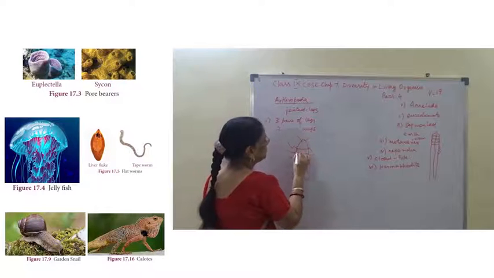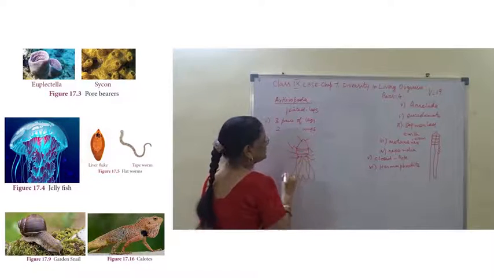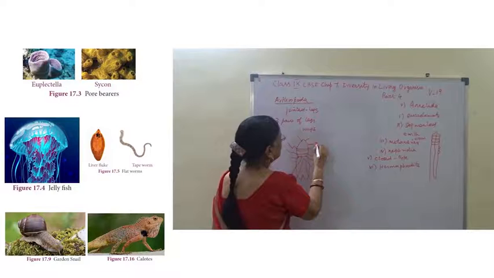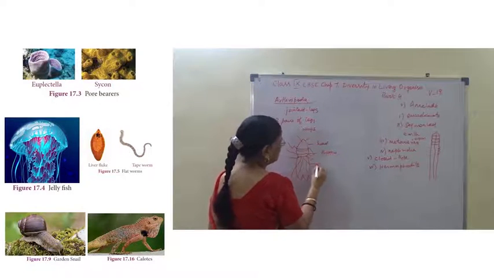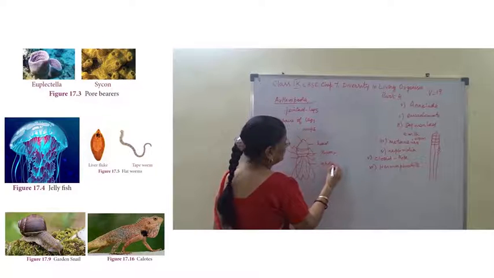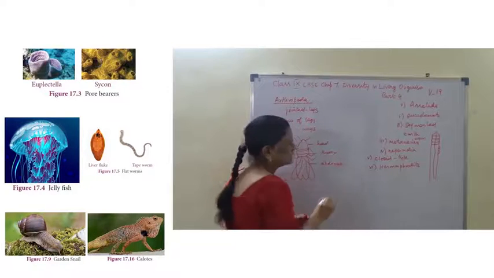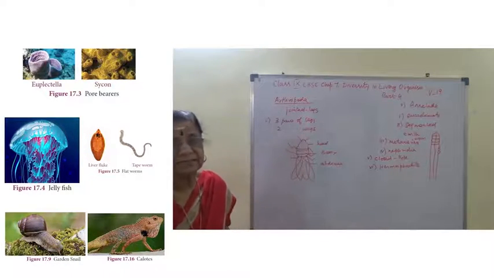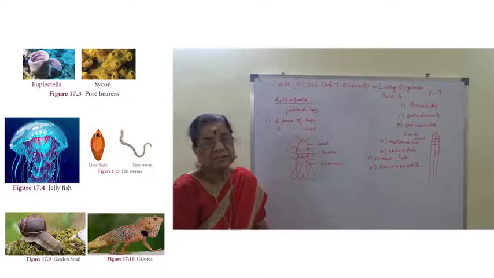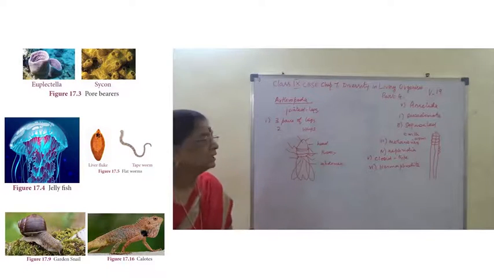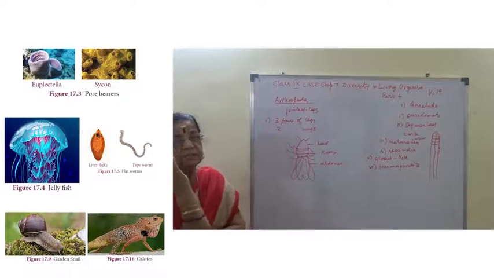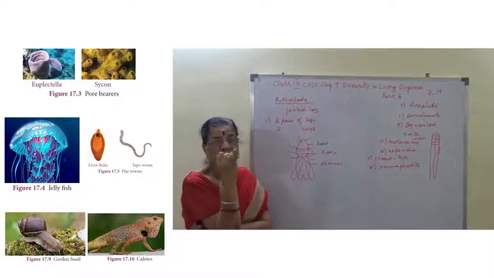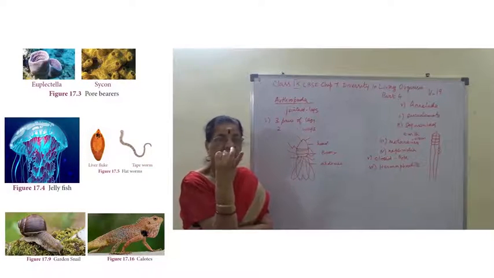Here this is prothorax, mesothorax, metathorax. So here is the head portion, this is thorax and this is abdomen. The body is divided into three regions. It has an outer exoskeleton, where the thoracic region is divided into three segments: prothorax, mesothorax and metathorax.